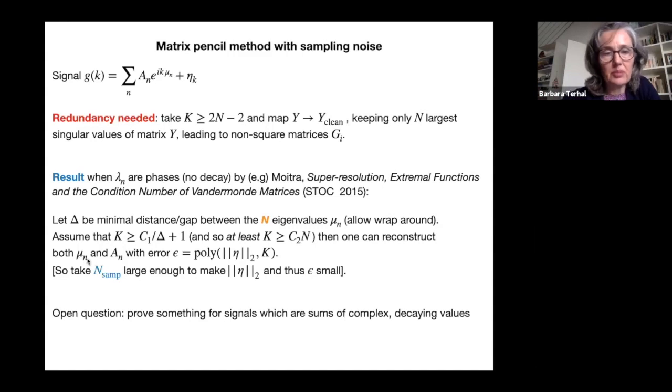Okay, so you can construct both the mu and the a, with some error that scales polynomially in eta and k. But if this norm can be made very small by getting more samples, you can suppress this epsilon. Now, one thing I want to mention, from some initial discussions with people: it would be nice if we could show something for signals that are not only oscillatory, but also decaying. As far as I know, it has not been done. The question is how much can you prove such a thing, or is it worse?